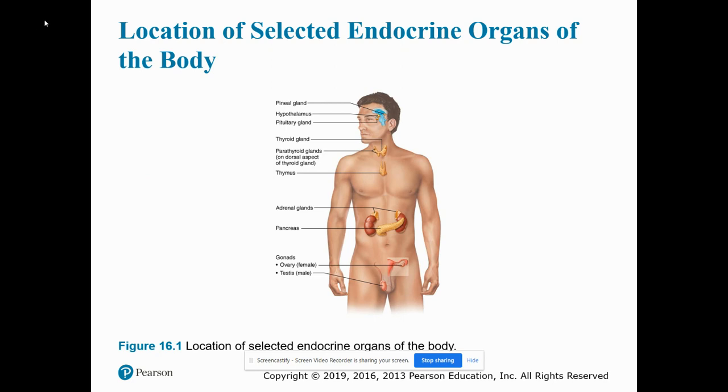And then this is a picture, a diagram showing the different organs. So up here we have the hypothalamus connected to the pituitary, thyroid, parathyroid, thymus, adrenal glands sitting on top of the kidney, pancreas in the middle here, and then down in the pelvic cavity we have the gonads.